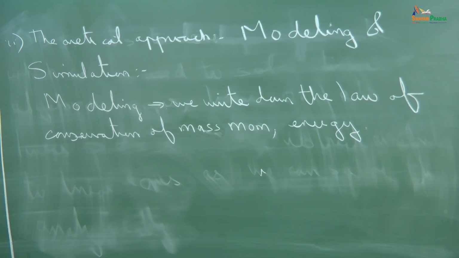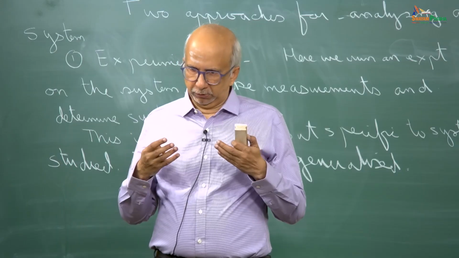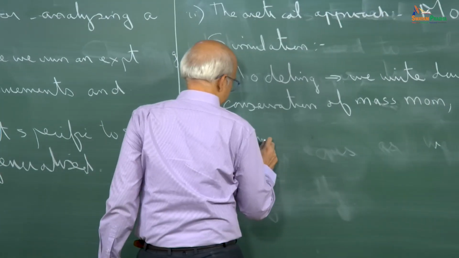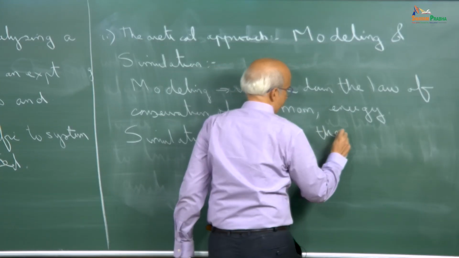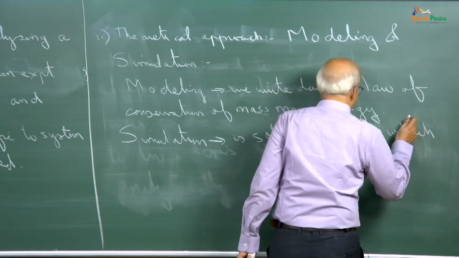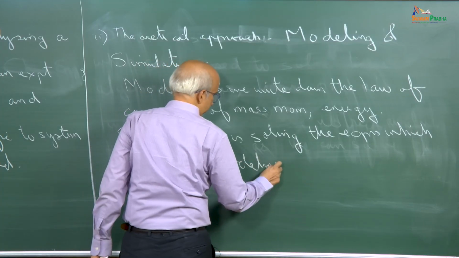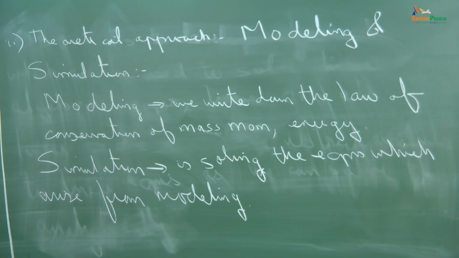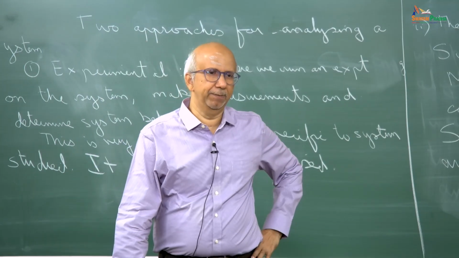So, basically when you do this, what do you get? When you write down these laws, you will get a bunch of equations. Okay? These equations basically represent the behavior of the system, and you have to solve them, and that is what I call simulation. Simulation is basically solving equations which arise from the modeling. Okay. So, the laws in the modeling give rise to equations. These equations are great, but you have to solve them, only then you can predict what is happening. So, for every system you can do this.